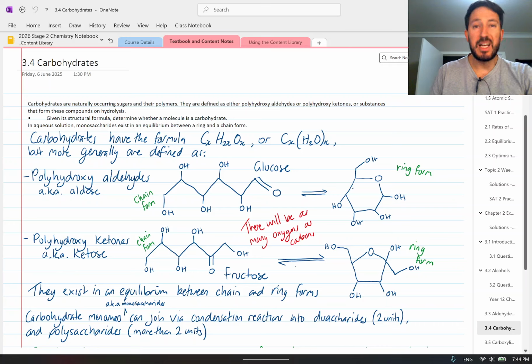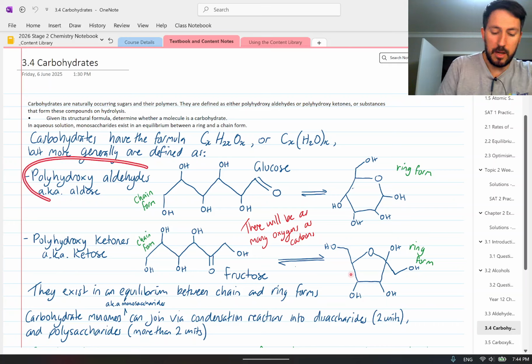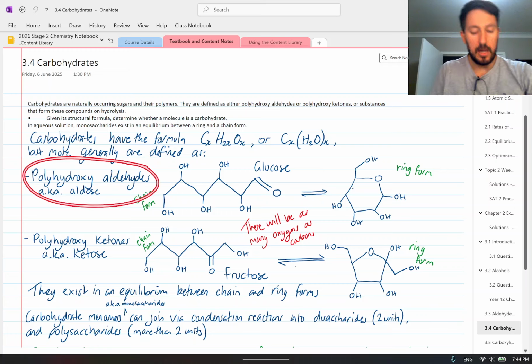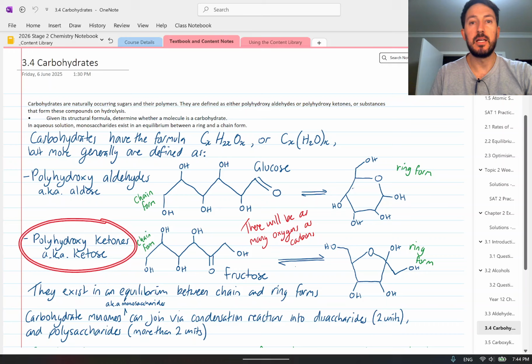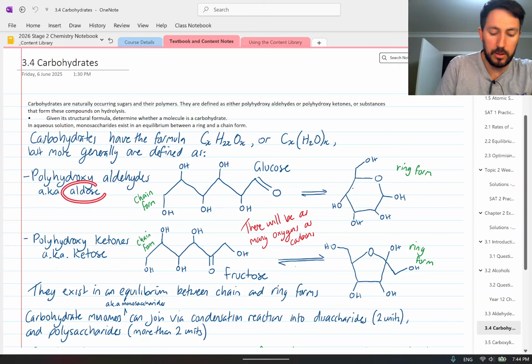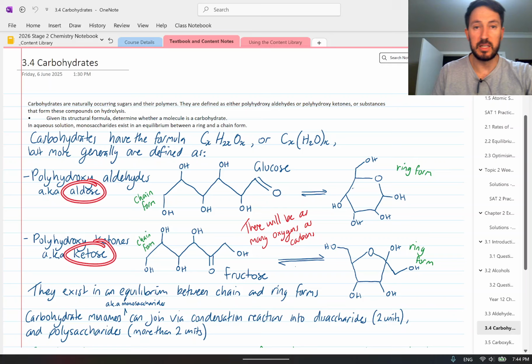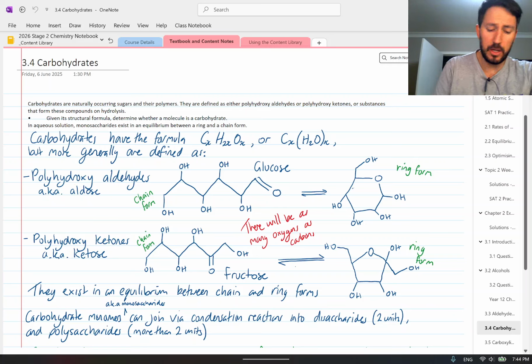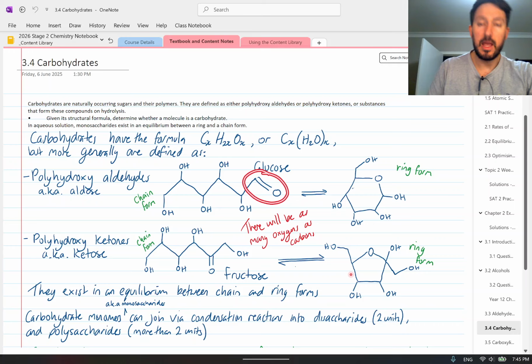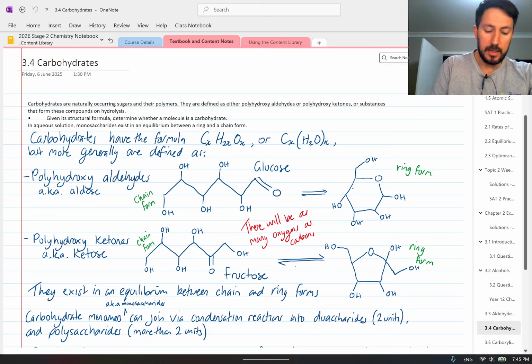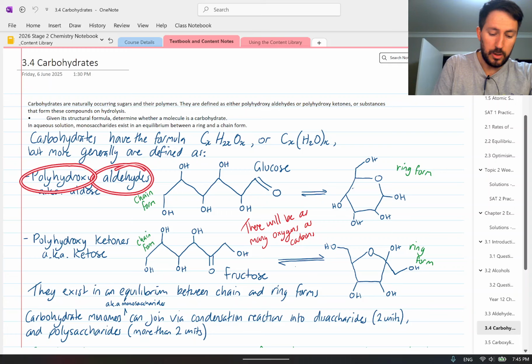Now the definition has changed a little bit, and now it can be polyhydroxyaldehydes or polyhydroxyketones. They can be called aldose and ketose respectively as well. The polyhydroxyaldehydes have our aldehyde group, which is our C-double-bond-O with our hydrogen at the end of our molecule. And that's what makes an aldehyde, and the polyhydroxy bit is all these hydroxyl groups that are coming off that carbon chain.